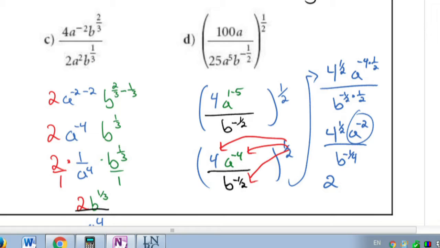My a is negative on the top, so I'm going to move it to the bottom, and it becomes positive, so a squared. And my b was negative on the bottom. If I move it to the top, it becomes positive. So I get 2b to the quarter over a squared on the bottom.